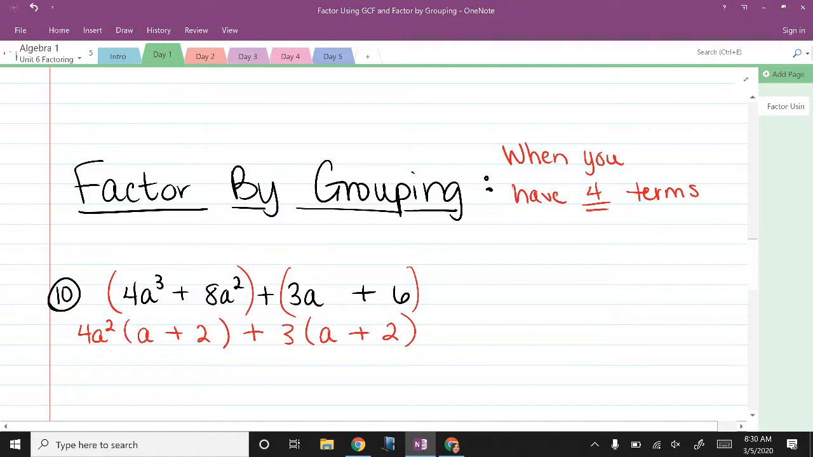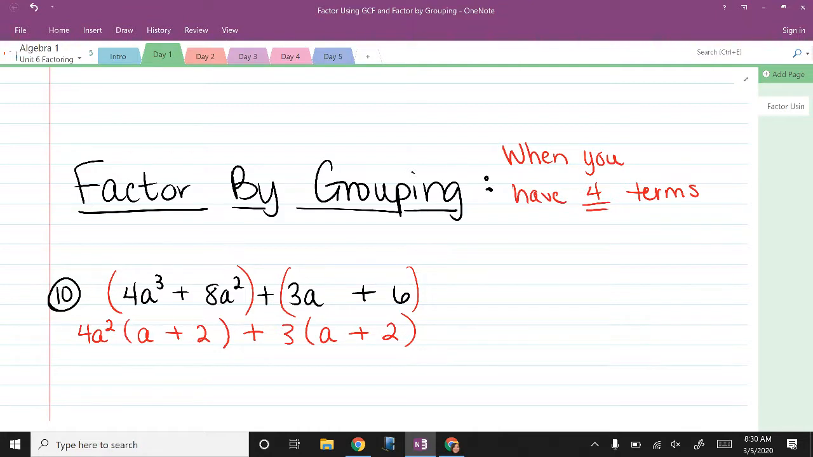Do you see something? What do you see? What's the same thing? Exactly. Guess what's supposed to happen in factor by grouping? The parentheses should be the same. Okay? If not, then you either picked a wrong GCF or you unmultiplied something. So we are ready to write down our answer.